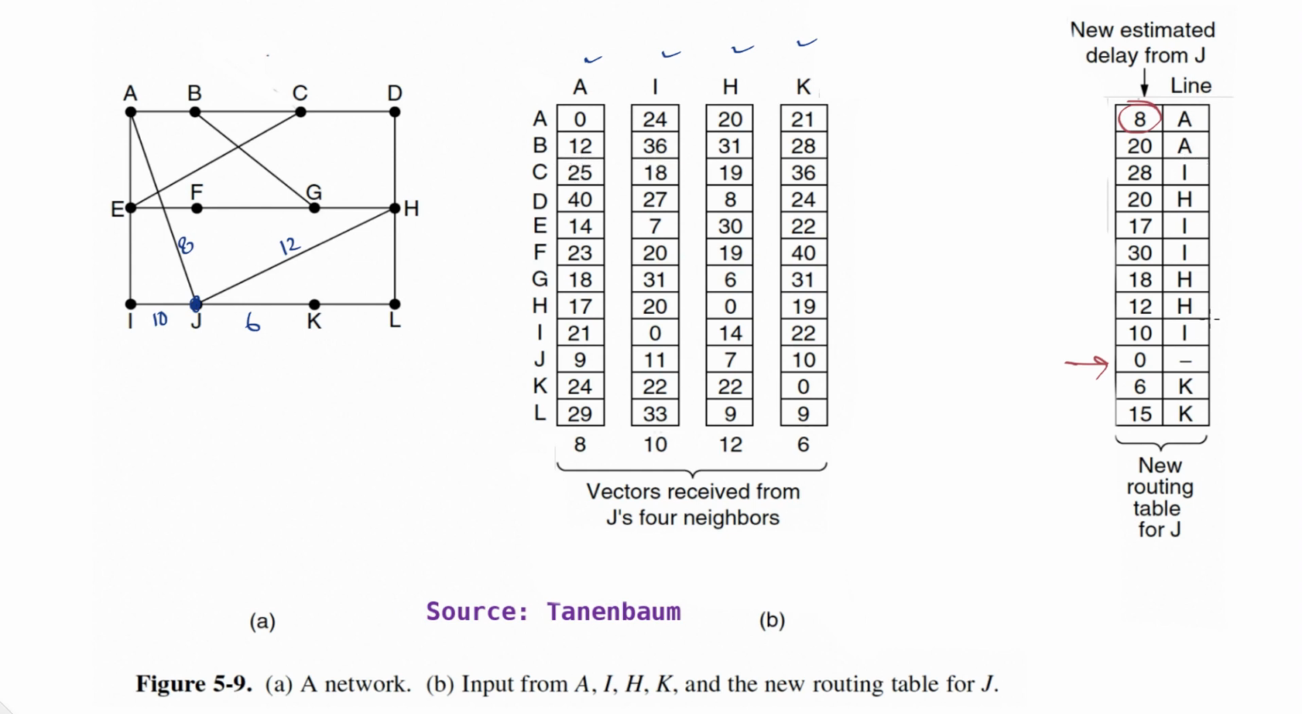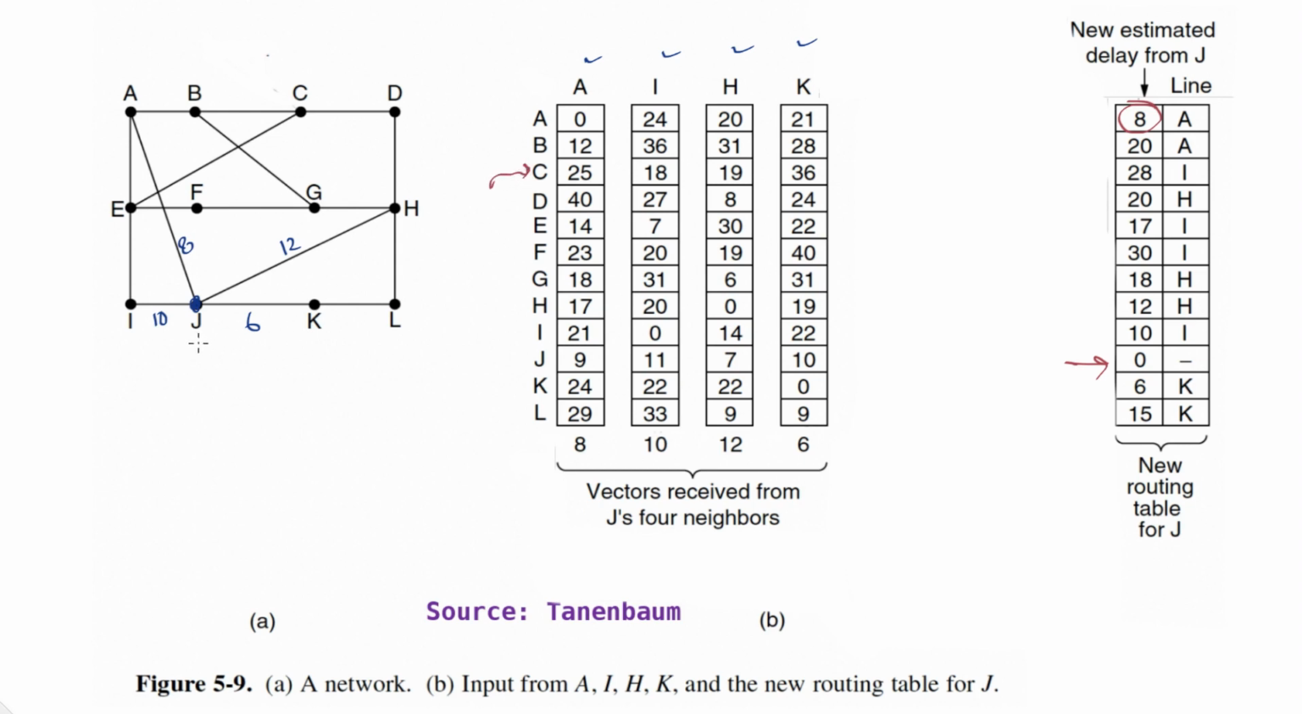So this is what I'm writing here: the cost is 28, but the next hop, the one using which I should go, is basically I, which also makes sense, right? J should not only know what the minimum cost is, it should also know what the next hop should be. So suppose that from J you want to go to C, right? You want to go to C.